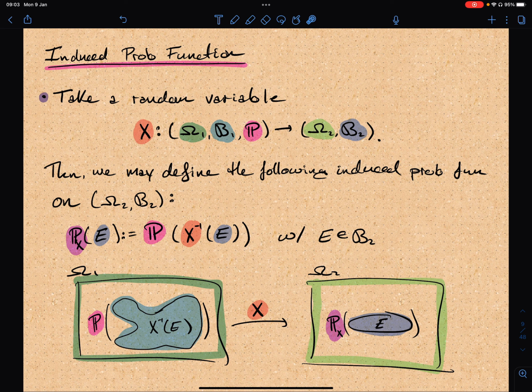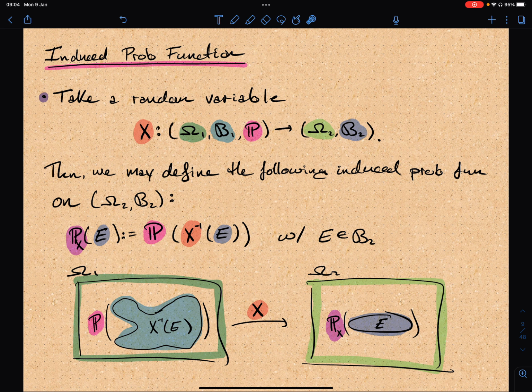We define what I call the induced probability function P sub x as follows. If we have an event E in omega 2, and we want to take the probability of it, we take the inverse image under x. So we take E, and we look at the inverse image, which is this blue region. By the definition of a random variable, this has to be a measurable event. And then we use the probability function that we defined on the left-hand side to measure that event.